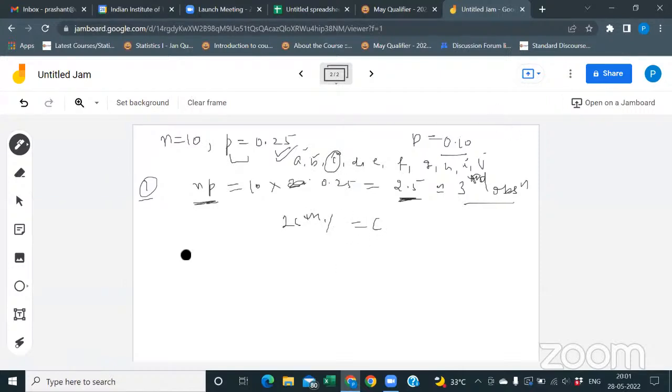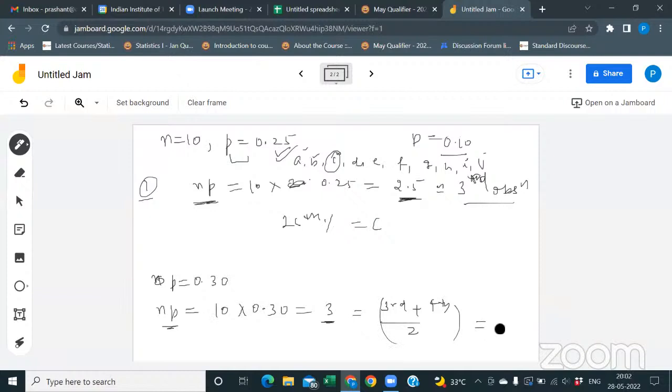Suppose you have to calculate the 30th percentile. So your p will be 0.30. Then np will be 10 into 0.30, which is 3. So this is an integer. When you get the value of np as an integer, then you have to take the average of the third plus fourth observation. That means your 30th percentile will be (C plus D) by 2.